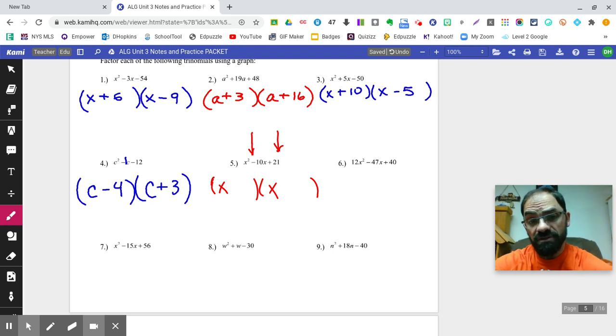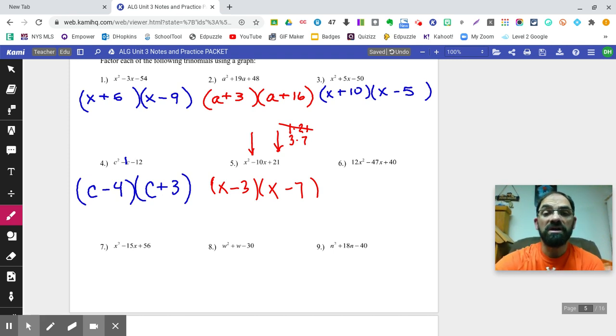First, the only factors of 21 are 1 times 21 and 3 times 7. So I want to find a set of factors that add to get negative 10. Well, first of all, with 1 and 21, there's no way I can come up with negative 10. However, with 3 and 7, how would I come up with negative 10? Well, that would have to be negative 3 and negative 7. They add to get negative 10, and they multiply, negative times a negative, to give me positive 21, excuse me. Good.